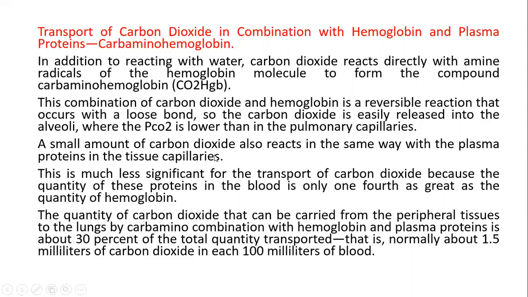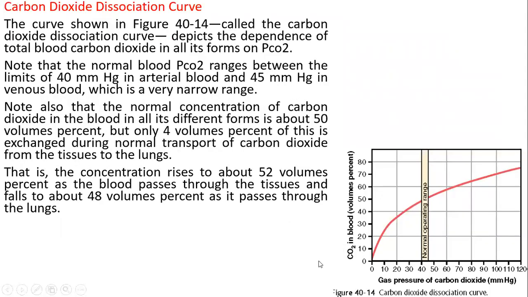A small amount of carbon dioxide also reacts in the same way with the plasma proteins in the tissue capillaries. This is much less significant for transport of carbon dioxide because the quantity of these proteins in the blood is only one-fourth as great as the quantity of hemoglobin. The quantity of carbon dioxide carried from the peripheral tissues to the lungs by carbamino combination with hemoglobin and plasma proteins is about 30% of the total quantity transported. That is normally about 0.5 mL of carbon dioxide for each 100 mL of blood.